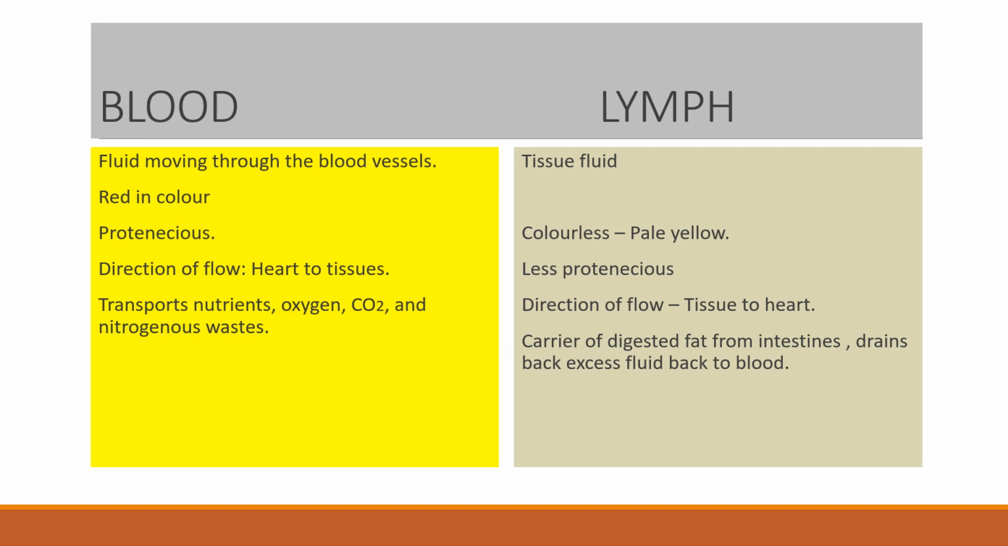The direction of flow of blood is heart to tissues. The direction of flow of lymph is tissues to heart. Blood is involved in transportation of nutrients, oxygen, carbon dioxide and nitrogenous waste. And lymph is a carrier of digested fats from the intestine, and drains back excess fluid into the blood.